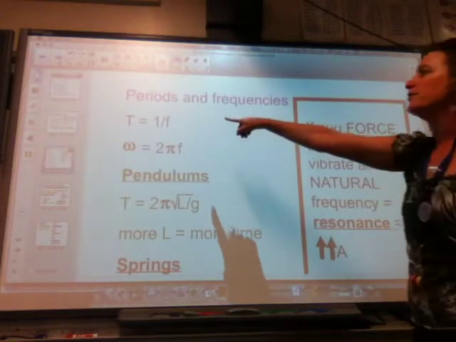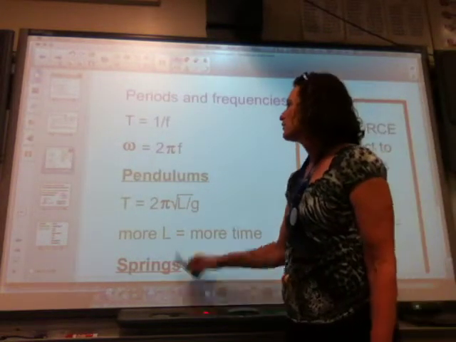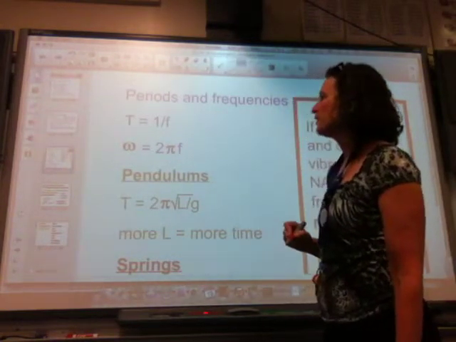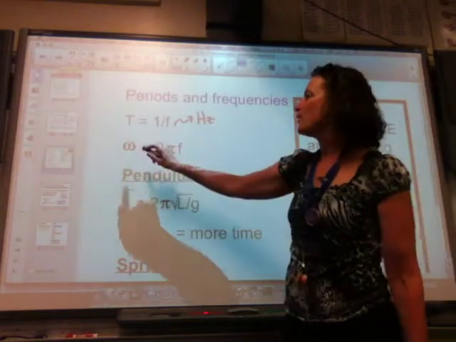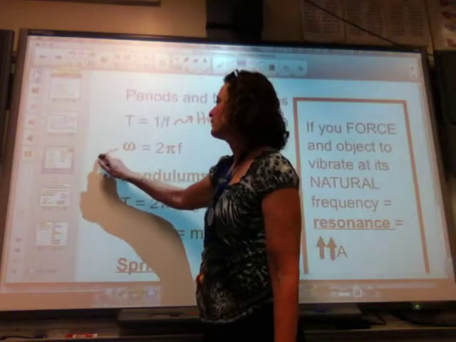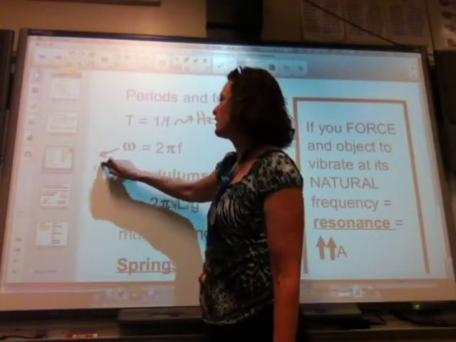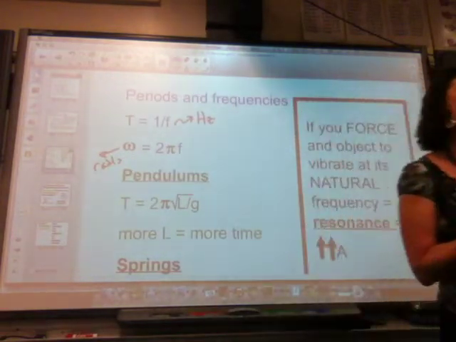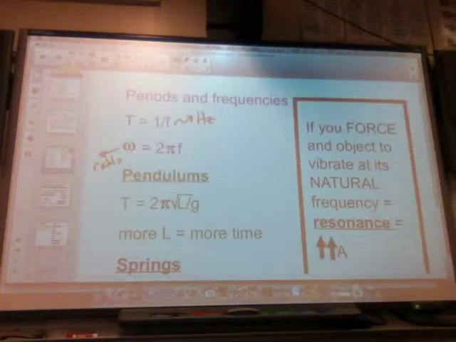This is F, and the unit for F in this one is hertz. And what's omega in? Radians per second. So they all represent the same thing. F and omega are exactly the same except for a 2 pi conversion. T and F, and T and omega, are just inverses of each other, one with a 2 pi conversion in there.